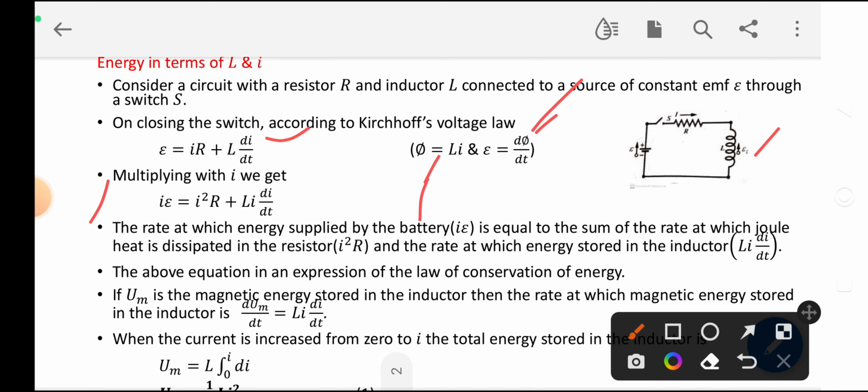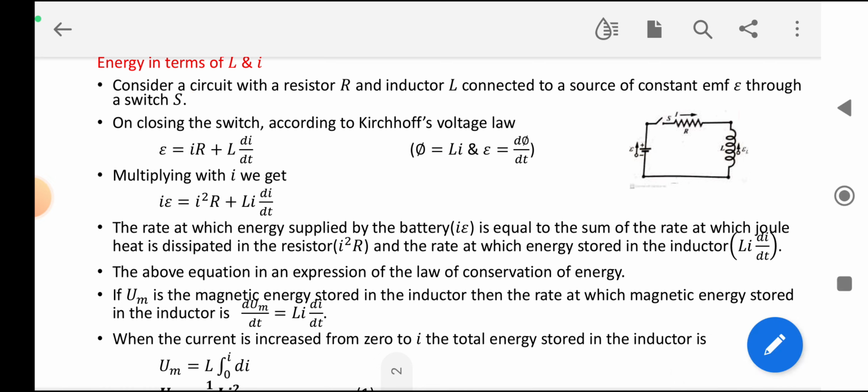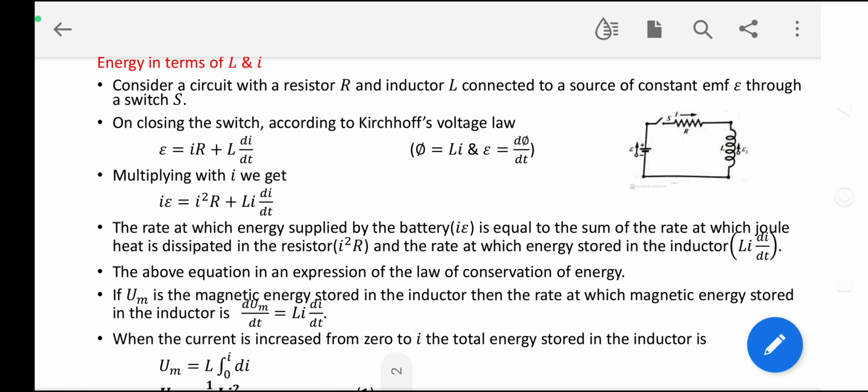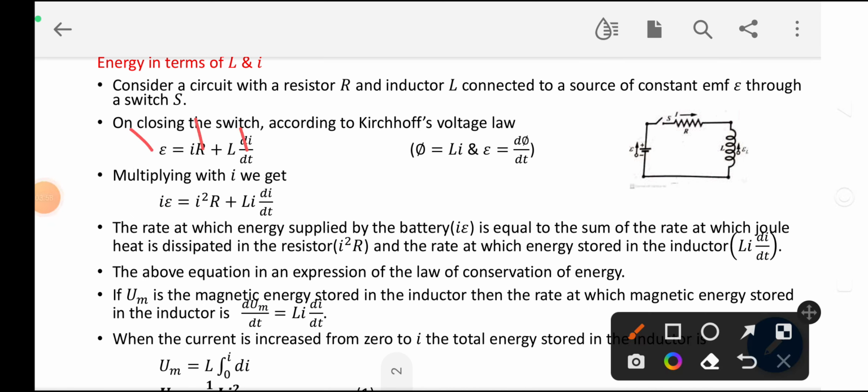Multiplying both sides by I, we get I epsilon equals I squared R plus L I di by dt. You know the power formula: power is the product of voltage and current. Before multiplying by current it is voltage; if you multiply by current, voltage is converted into power. So each of these terms is power.